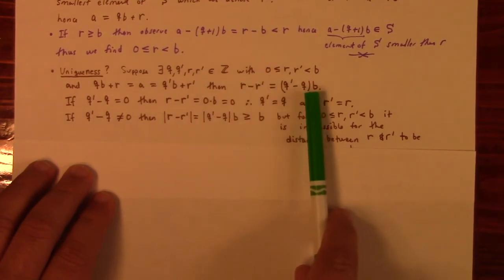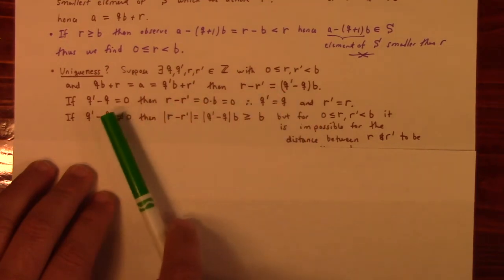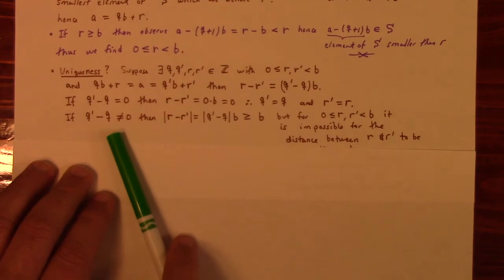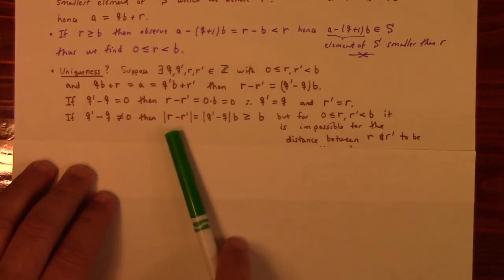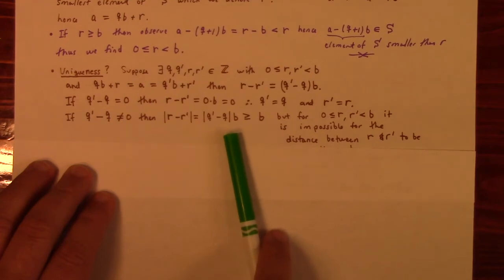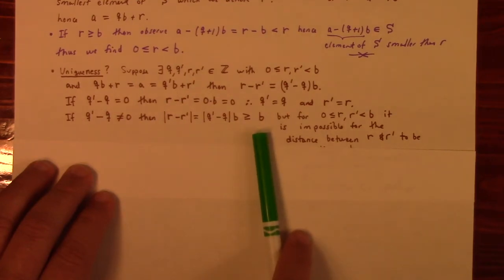Well, let me look at it this way. Either q prime minus q is 0 or it's not, right? So if it is 0, we get what we want. If it's not equal to 0, then what happens? If q minus q prime is not equal to 0, then r minus r prime is equal to this, right? And since q minus q prime is not equal to 0, that's a non-zero multiple of b, which of course is at least b in magnitude. And that's impossible, right?